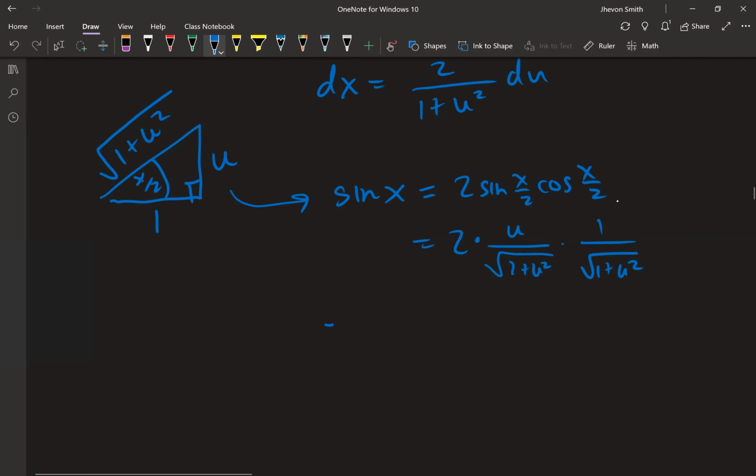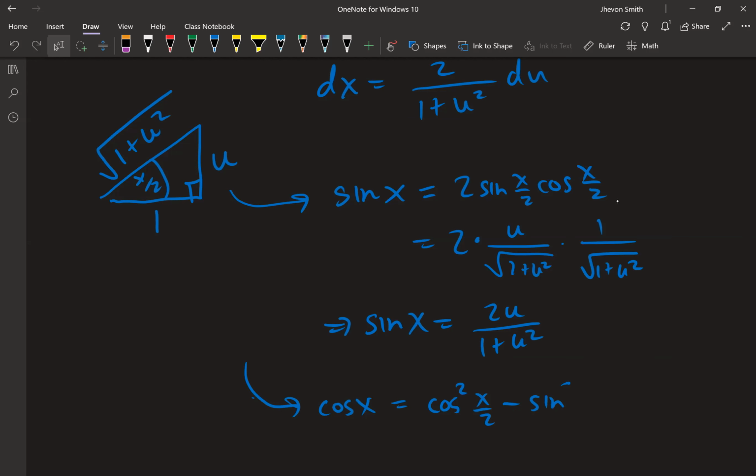So you'd be able to replace any sine function that you see with 2u over 1 plus u squared. Similarly, if you have a cosine function, this is going to be cosine squared x over 2 minus sine squared x over 2.